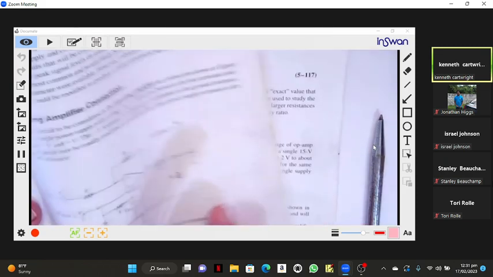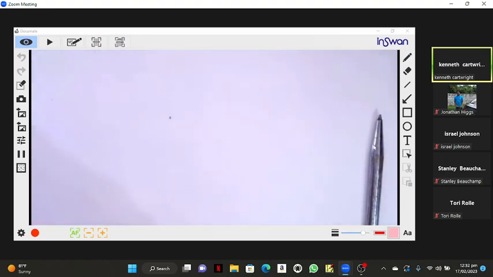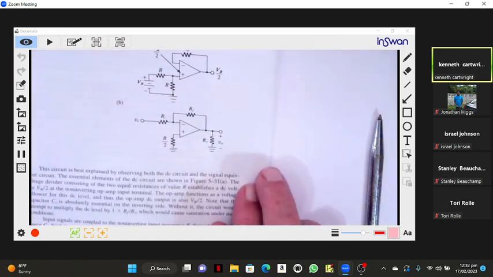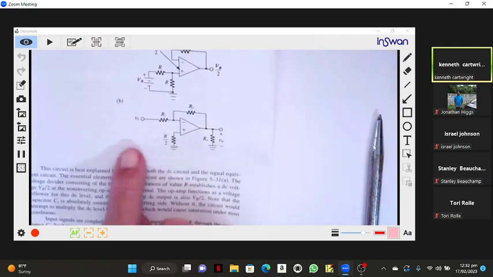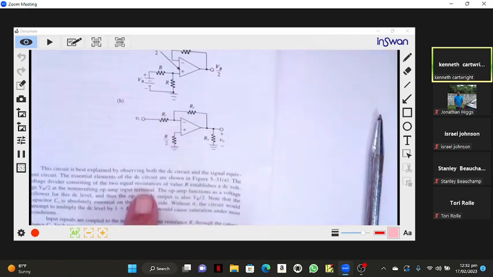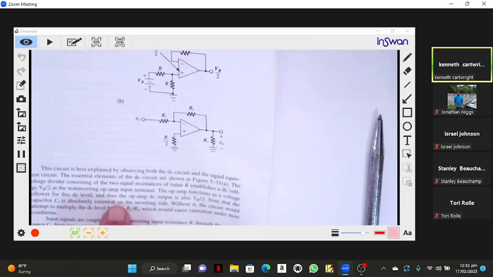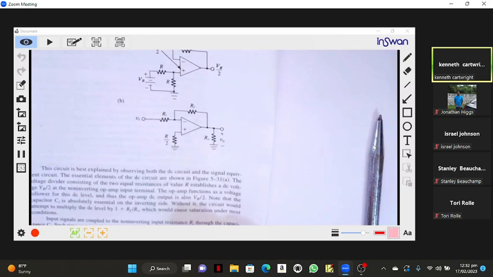And so as far as AC is concerned, what do we have? This is what we have. An ordinary inverting amplifier with a compensation resistor of R over 2 and a load resistor of RO. Does this make sense, folks? Any questions about this?